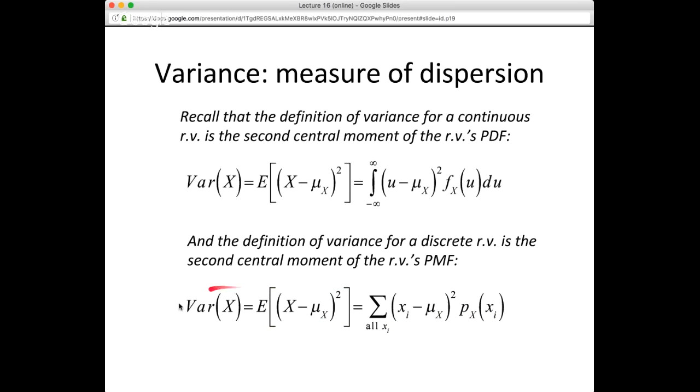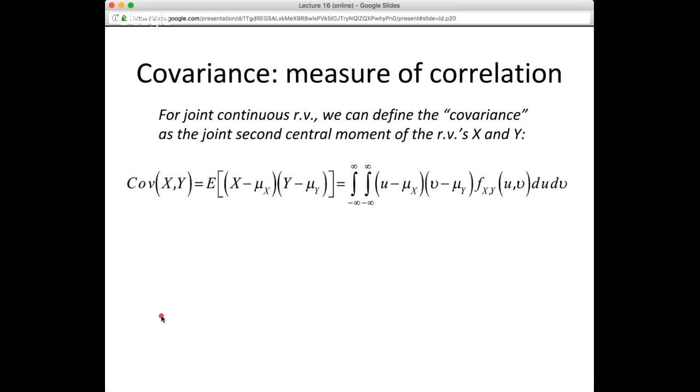can define something similar to the variance for joint probability distributions called the covariance. And the covariance is going to be a little bit different. Instead of just having one random variable minus the mean squared, we're going to take the product of the random variable minus the mean times the other random variable minus its mean, and then multiply them together.